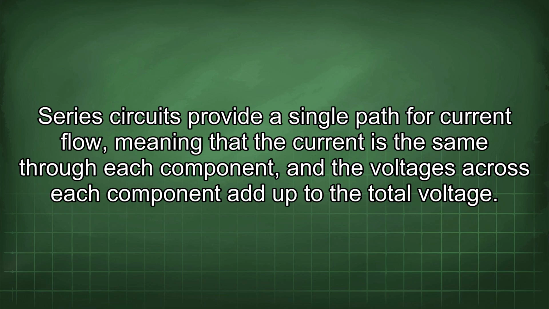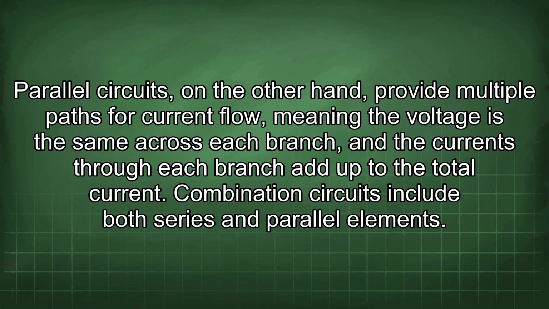Series circuits provide a single path for current flow, meaning that the current is the same through each component, and the voltages across each component add up to the total voltage. Parallel circuits, on the other hand, provide multiple paths for current flow, meaning the voltage is the same across each branch, and the currents through each branch add up to the total current. Combination circuits include both series and parallel elements.